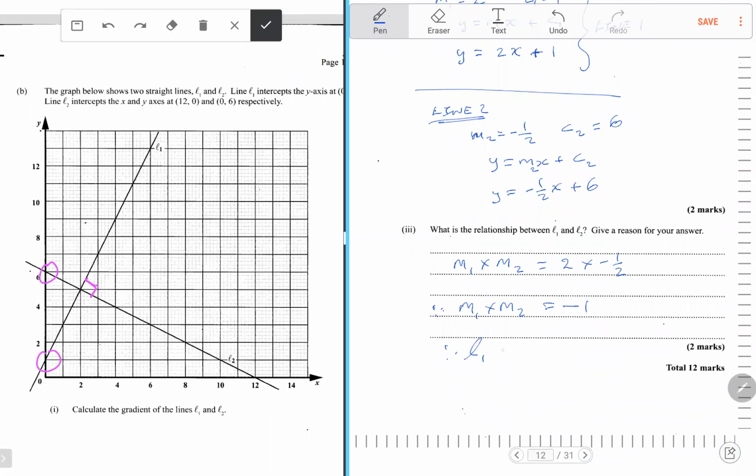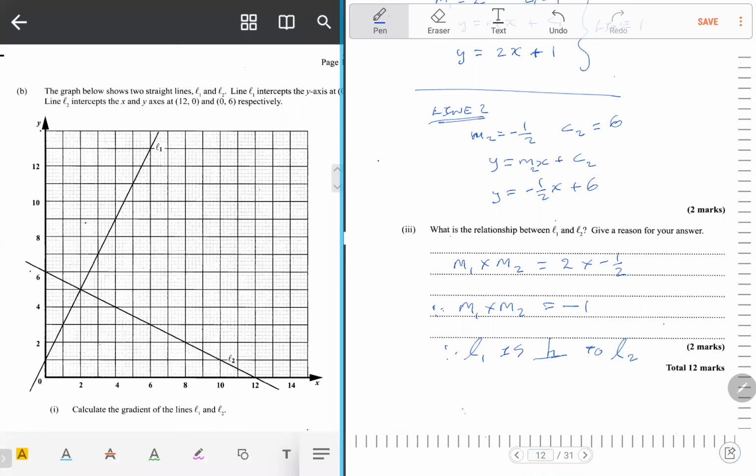Therefore, L1 is perpendicular to L2. You can write out the word perpendicular, but this symbol means perpendicular. Two lines are perpendicular. That's the relationship between them because the product of the gradients is negative 1. When two lines are parallel, the gradients are the same. They would run parallel to each other like that, and they would have the same gradient. But in this case, we have perpendicular lines. So basically that's that.